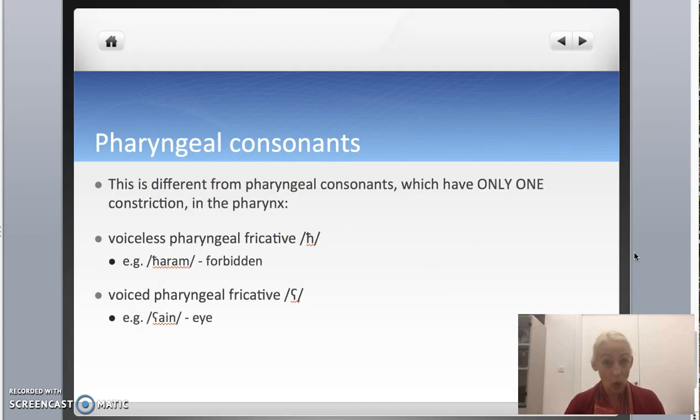Now, just one important note is that pharyngalized consonants are not the same as pharyngeal consonants, which Arabic also has. So in Arabic, there are two pharyngeal fricatives, ħ and ʕ, and these are pharyngeal consonants, meaning they only have one constriction in the pharynx, whereas the emphatic consonants are pharyngalized, meaning they have one constriction in the pharynx and another one in the mouth.